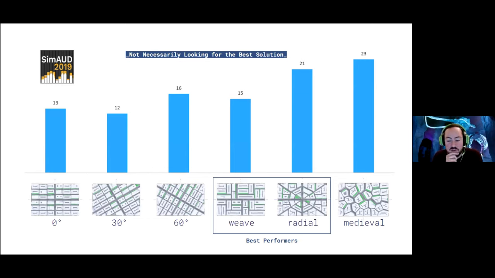So for example, this is from an experiment we did at a conference a couple of years ago, simulation architecture and urban design, where we asked both the conference goers and the general public via our Twitter account to explore a design space that we made available through a web tool and propose what they thought were the highest performing options. The bar graph shows the counts of how many of these grids were submitted as the best performing. What we found is that the one that got the most votes, this medieval grid, was not the highest performing. The best performers were the reweave and this radial grid.